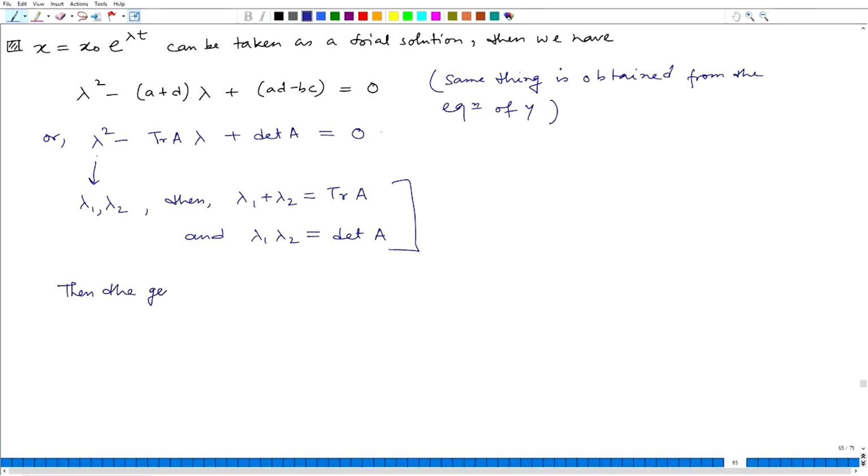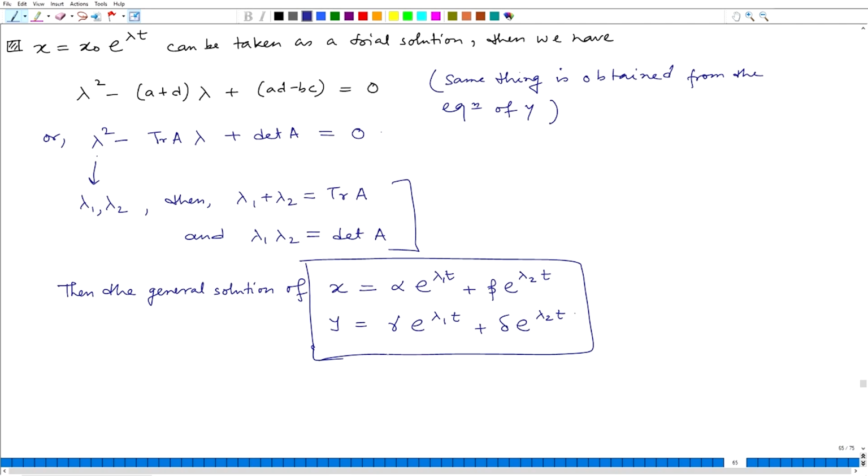It means that the general solution of x can be written as alpha e to the power lambda 1 t plus beta e to the power lambda 2 t. Similarly, for y I can write, with different constants of course, gamma e to the power lambda 1 t plus delta e to the power lambda 2 t.